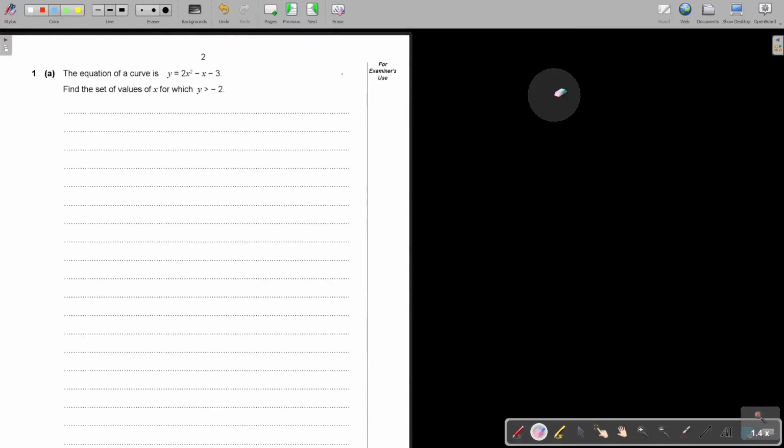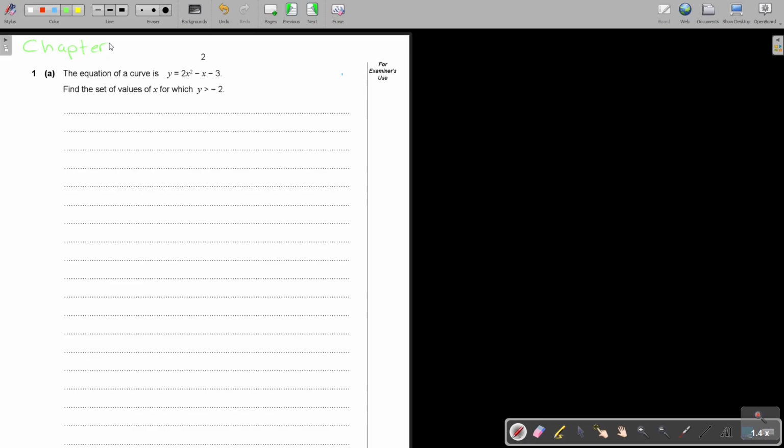Question number 1. The equation of a curve is y equals 2x squared minus x minus 3. Find the sets of values of x for which y is bigger than -2. Now, I'm going to do exactly the same as last year. I'm going to first tell you where you will find it in my mathematics textbooks. This will be chapter 1.